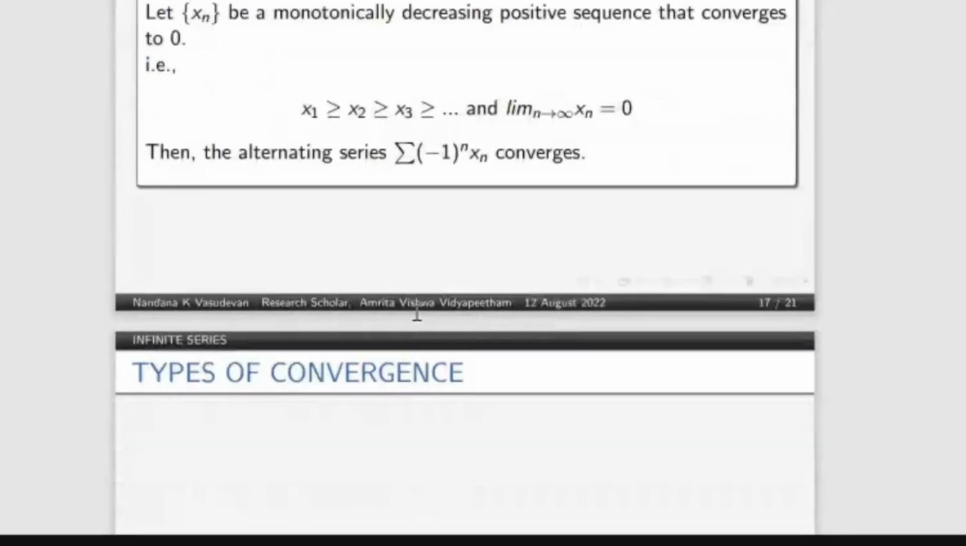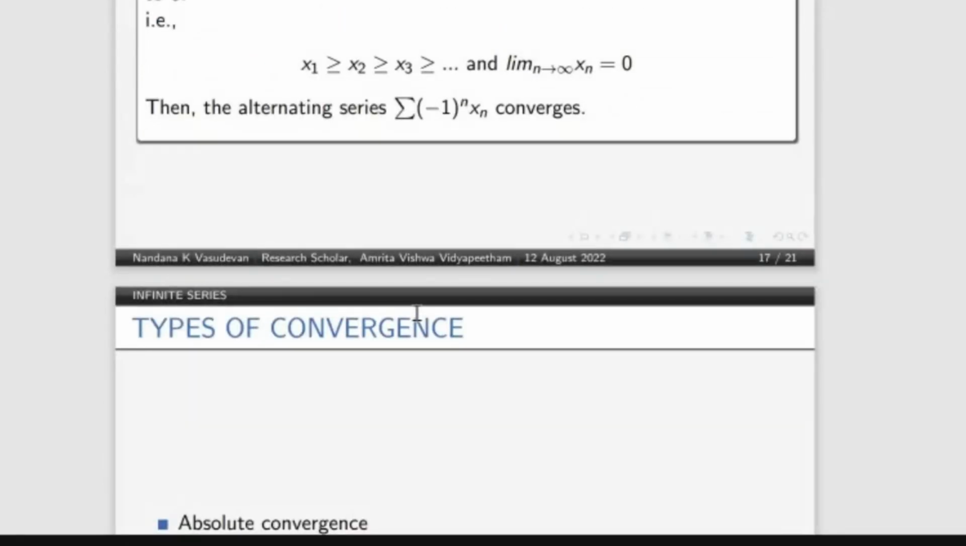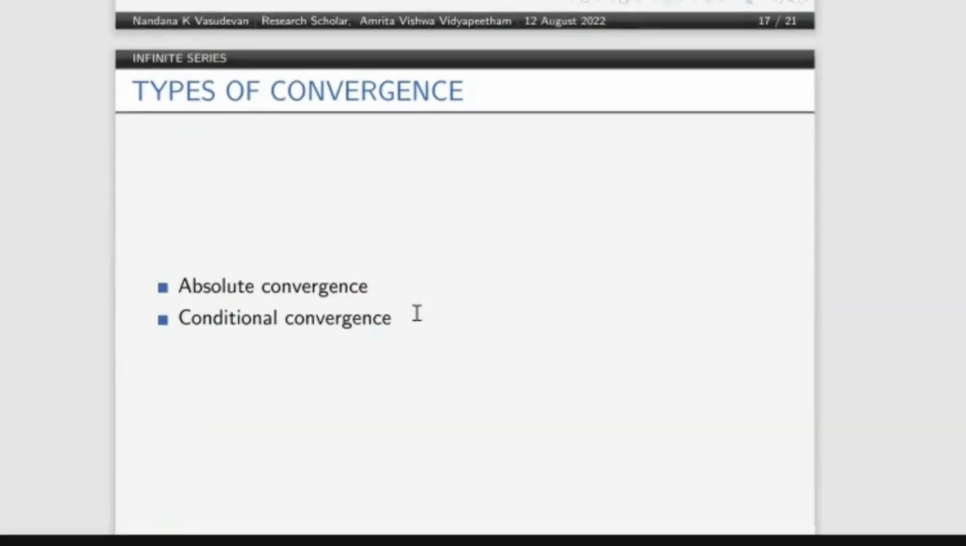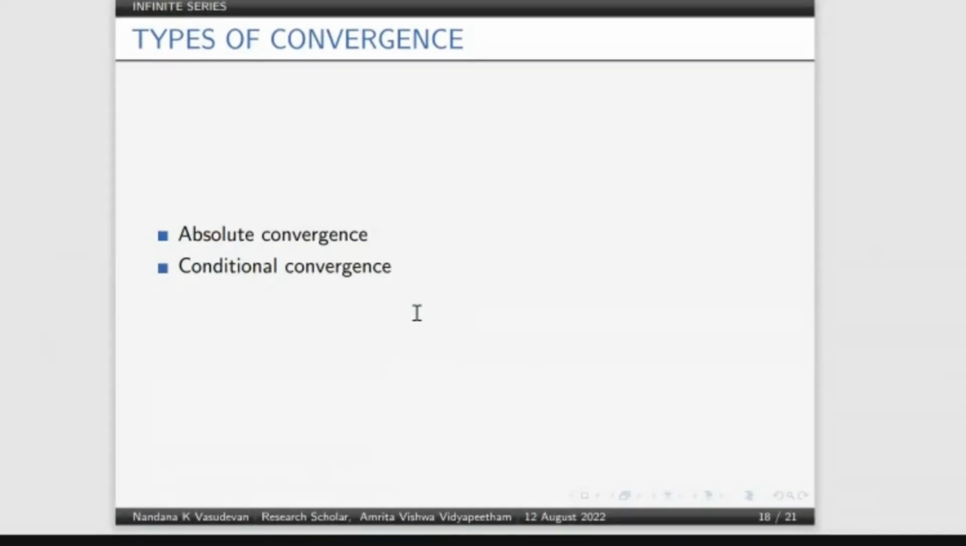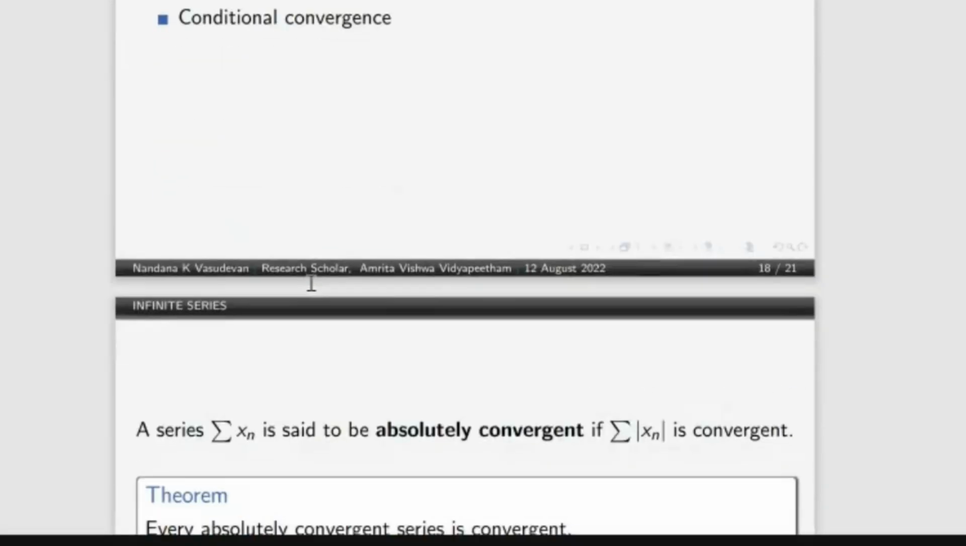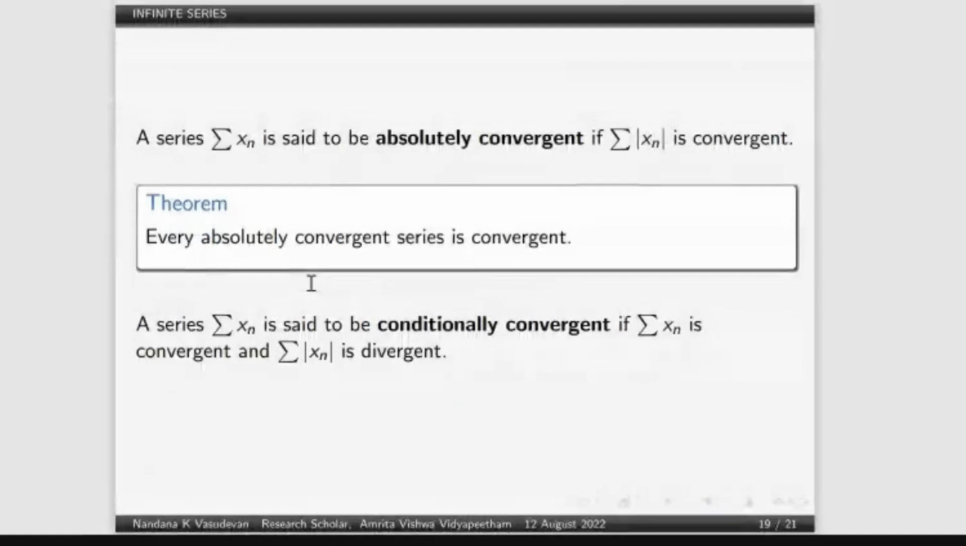And then we come to one more test for alternating series. In order to say that, we need to define two types of convergence, called absolute convergence and conditional convergence. So what is absolute convergence and conditional convergence?